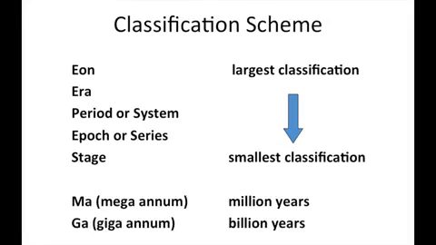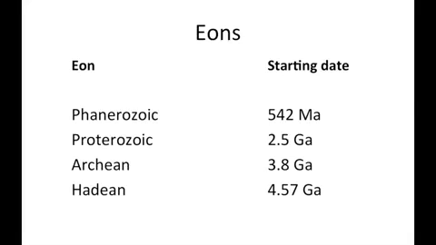Throughout this course, I'm also going to use two abbreviations that are common in geology. Capital M and little a stands for mega annum, that means million years, and Ga stands for giga annum, and that represents billion years. Let's start with the largest classification first. These are the eons. There are 4 eons in geologic time: the Hadean, the oldest one, the Archean, the Proterozoic, and the Phanerozoic.